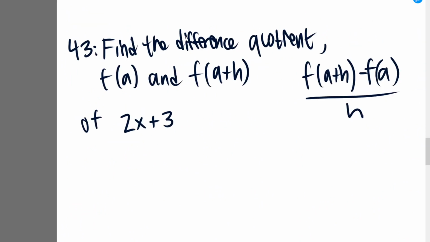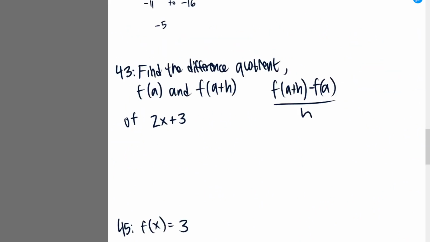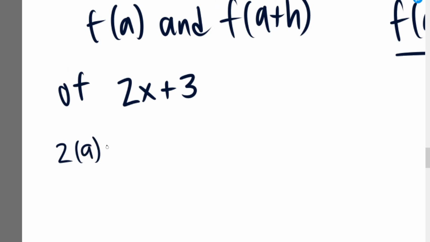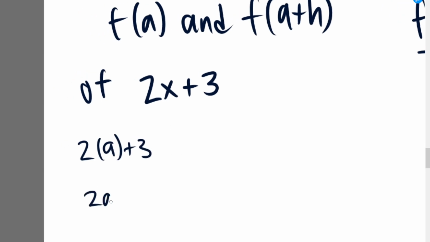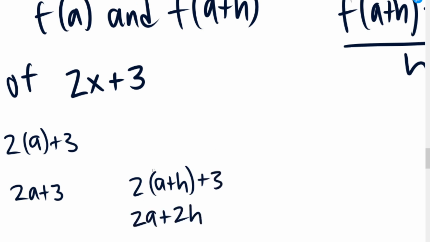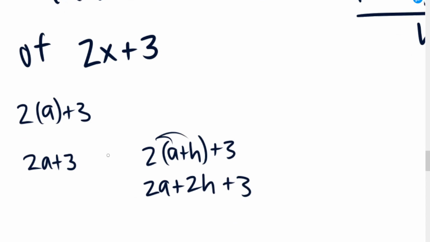Find the difference quotient. So this is a new term that you probably have not heard of in 1010 or 1015. But basically what we want to do is we need to find f of a and then f of a plus h for the equation of 2x plus 3. So we already know, like in previous examples, how to do this. We know that we can do 2 times a plus 3. So f of a is the same as 2a plus 3. And then f of a plus h is going to be 2 times a plus h plus 3, which will give us 2a plus 2h, because we have to distribute, and then plus 3. So this is our first answer.